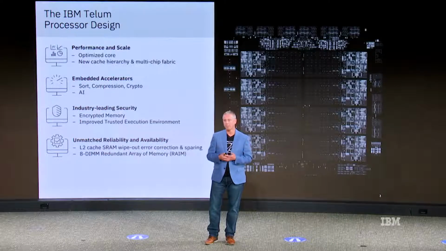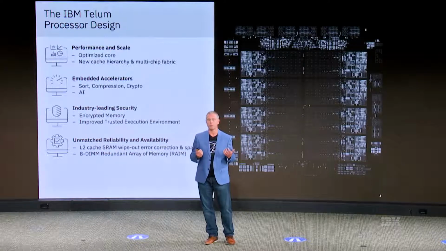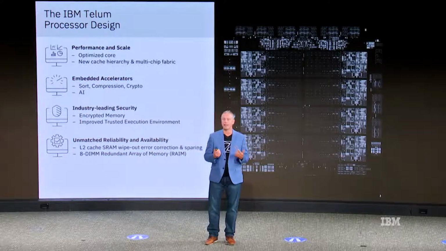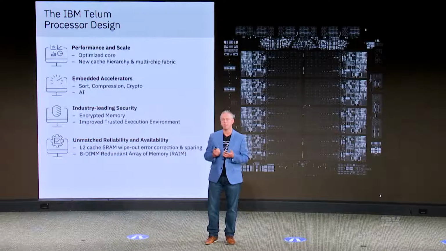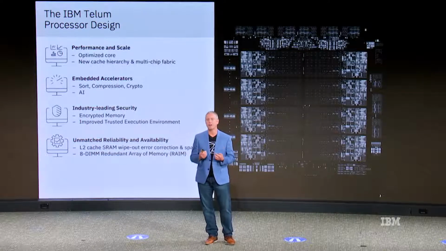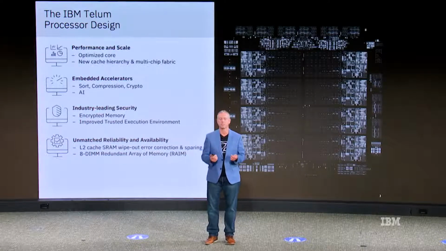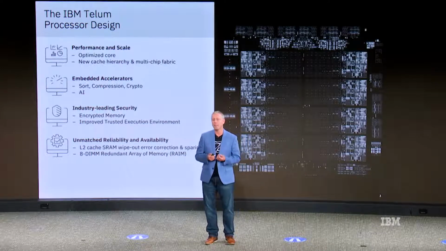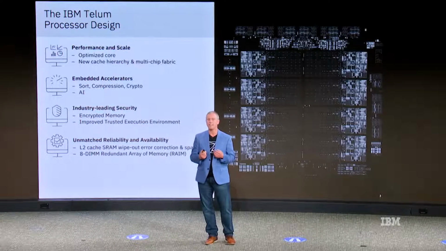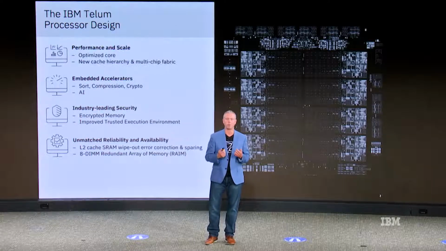Last but not least, enterprise workloads and mission-critical workloads need the best possible reliability and availability. The IBM z15 predecessor chip already provided 7 nines of availability. And with the Telum chip, we're driving the ball forward through a number of enhancements. For example, a new error correction and sparing mechanism that can recover data even when an entire L2 cache SRAM array has a wipeout error. We can transparently correct the data, and we can then implement a spare array without the software even noticing.